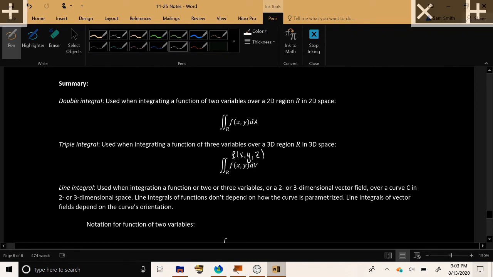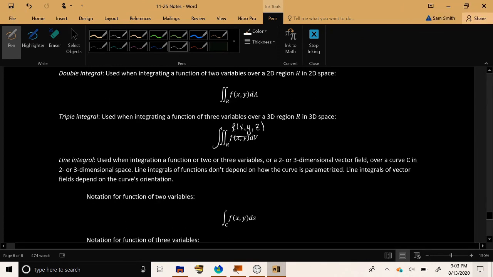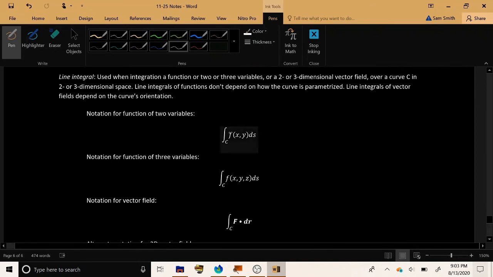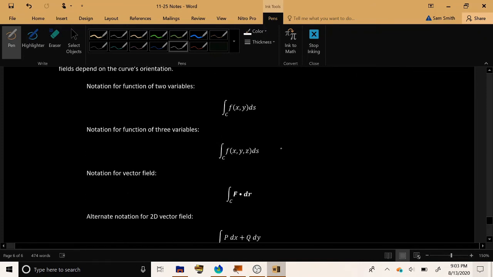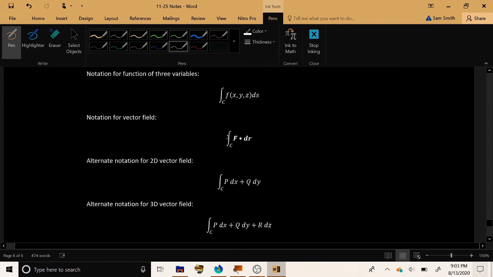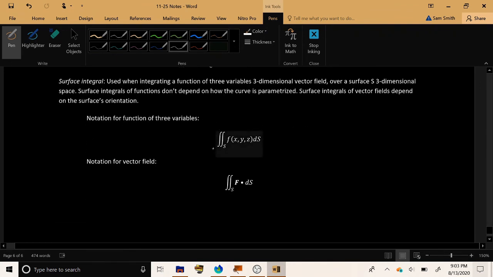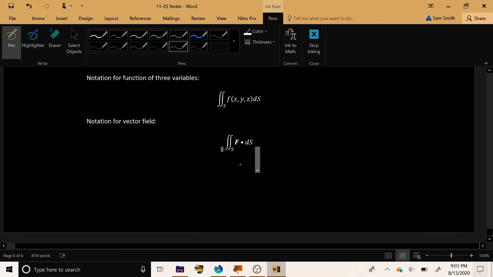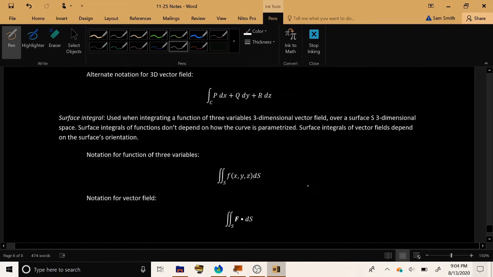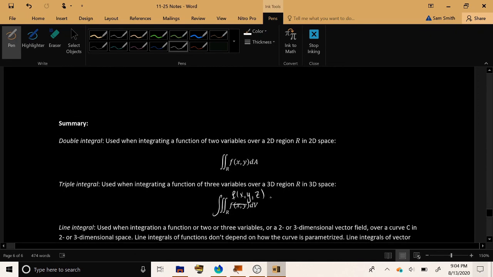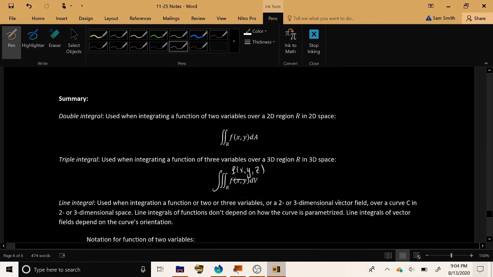Alright, for double integrals, we have our function of two variables, two integral symbols, and a dA. Triple integral has three integral symbols, f of x, y, z, and a dV. For the line integral, we have a single symbol, our function, and a ds. And if it's a vector field, then we add a dot product symbol in there. For a surface integral, we have two integral symbols and then our function. And in the case of a vector field, two integral symbols and then our vector field and then the dot symbol for the dot product. And so a summary of all of these different notations is available down here, and I'll be sure to correct that typo before I post.